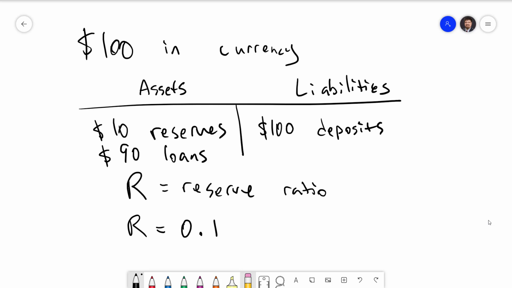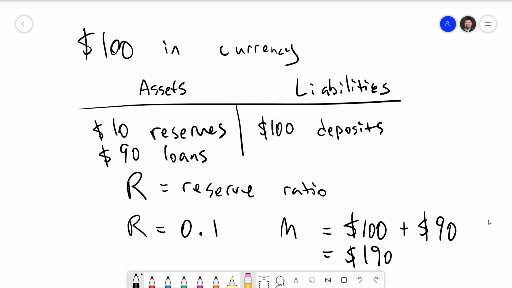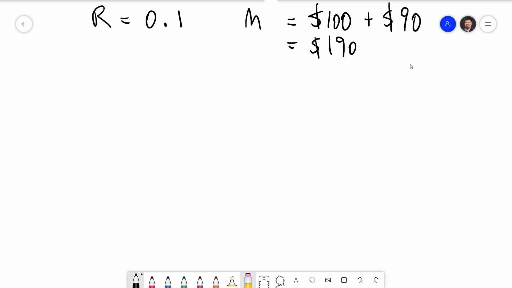But at the same time, the $100 in deposit is still considered part of the money supply because it can be withdrawn and used. So now our money supply is the $100 of deposits plus the $90 of loans for a total of $190. This shows that fractional reserve banking increases the money supply, even though the total amount of currency did not change. Note that this does not increase the total amount of wealth in the economy, just the amount of money. Of course, in a more realistic economy, we don't just have one bank, we have multiple banks.